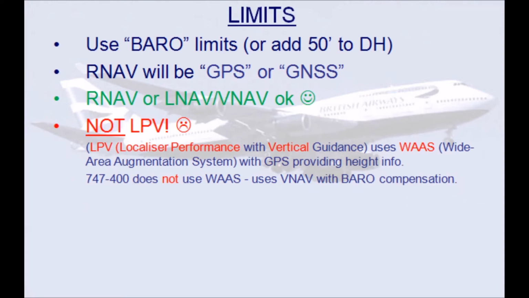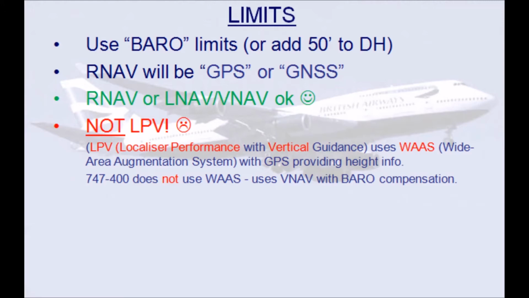Let's talk about limits. Use the baro limits. You will see height above threshold limits. If you see those, then you have to add 50 feet to them, generally speaking, but I recommend you use baro. RNAV approaches will be labelled something like GPS or GNSS. They're basically the same thing.